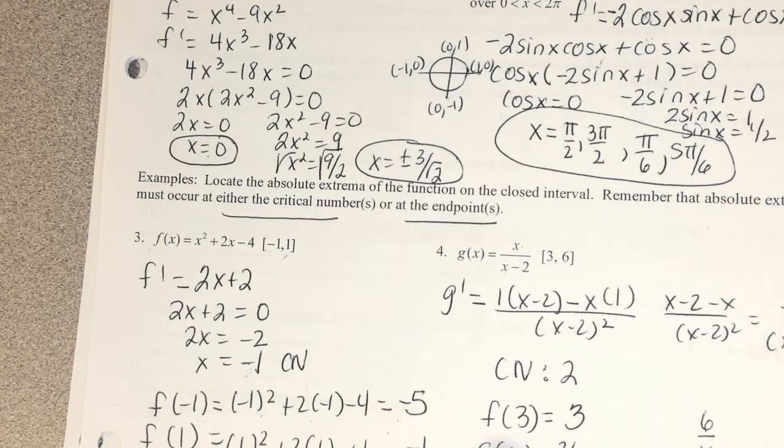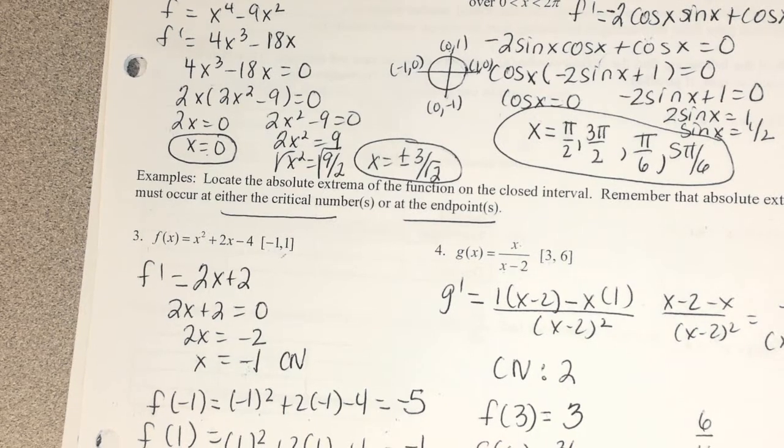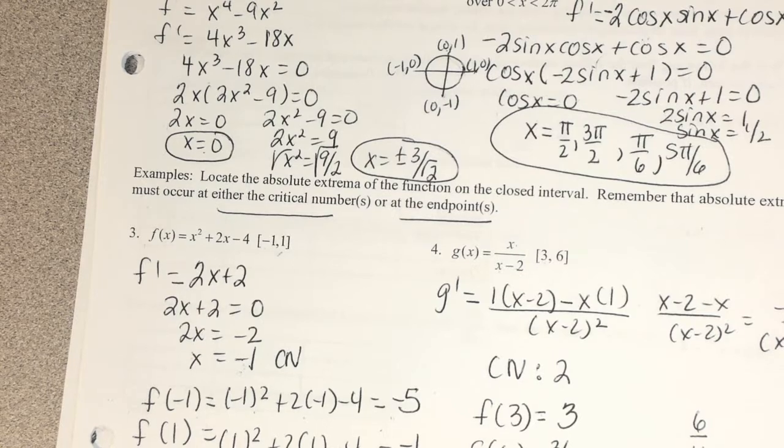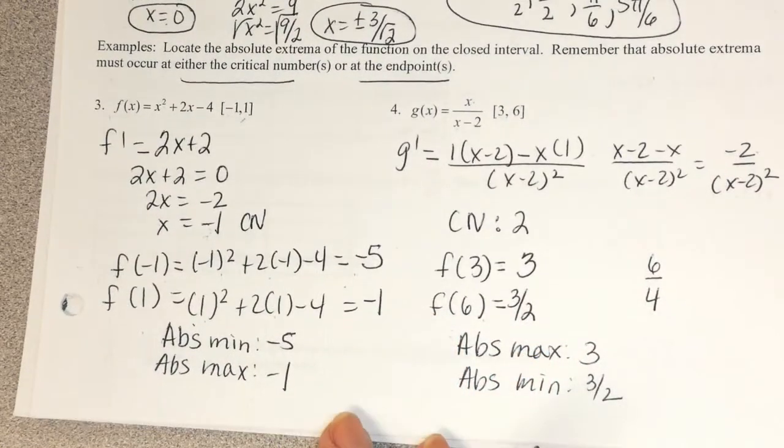Okay, any questions about it? So what are we going to be finding? How do you find critical numbers? Derivative equal to 0 or where it's undefined. And then to find absolute extrema, what do we have to check back into the original? Critical numbers and the endpoints.